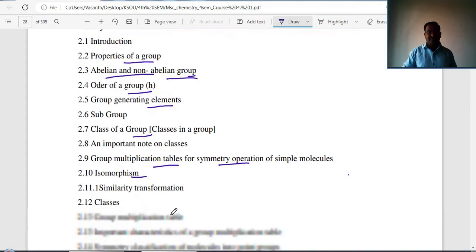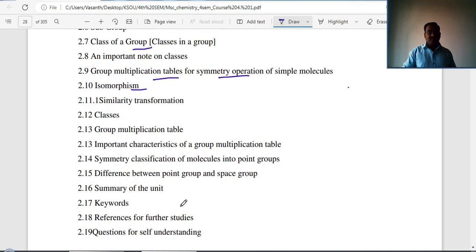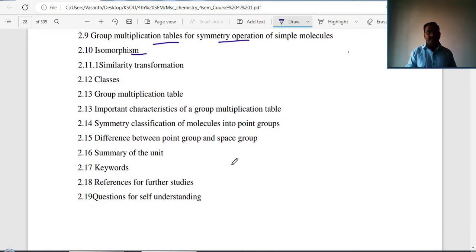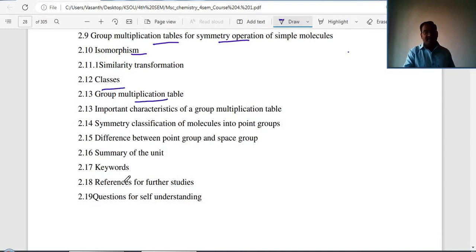isomorphism, the transformation classes, group multiplication tables, some important characteristics of a group multiplication table, symmetry classification of molecules into point groups, the difference between a point group and a space group, and finally to summarize the unit.